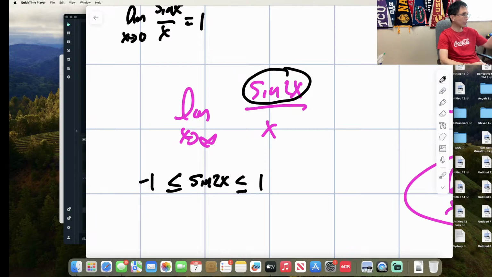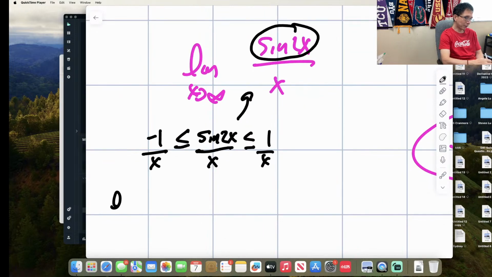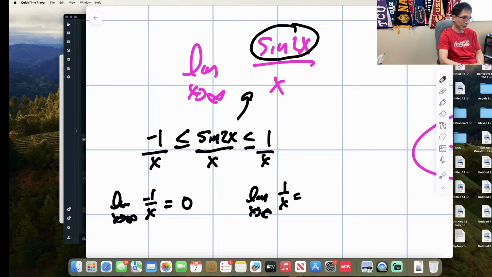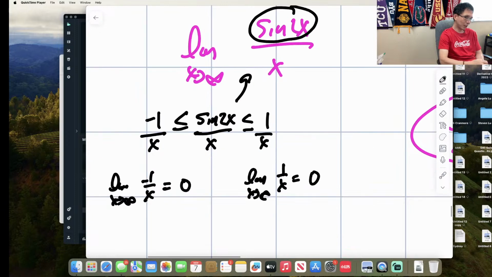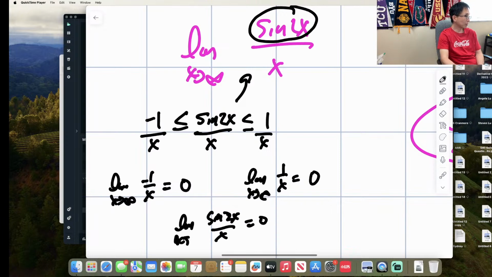It oscillates between -1 and 1, right? Do you remember that? Now, is it possible to make this function look like this one, dividing x on all of them? And imagine you have the limit as x approaches infinity of -1 over x, that's equal to what? And the limit as x approaches infinity of 1 over x is equal to what? Therefore, the limit as x approaches infinity of sine of 2x over x is actually equal to 0 rather than 1, due to the squeeze theorem.